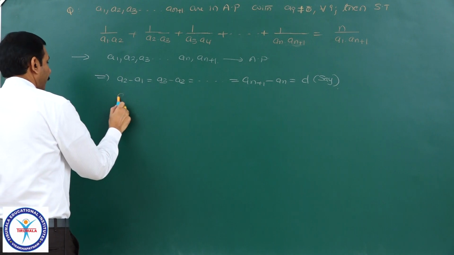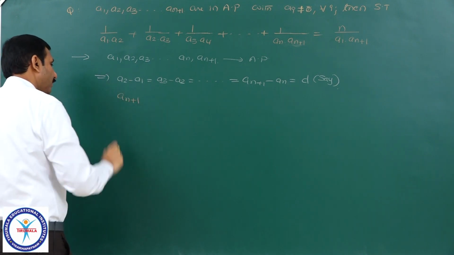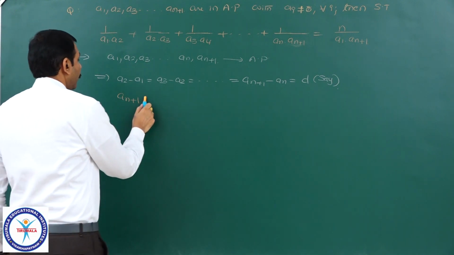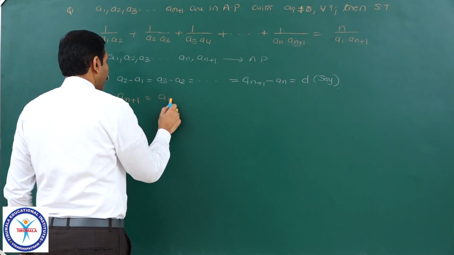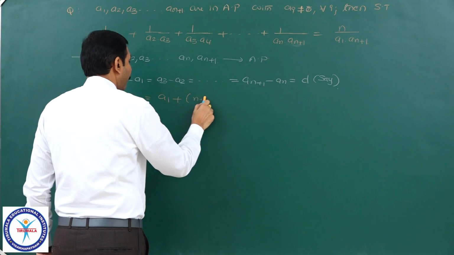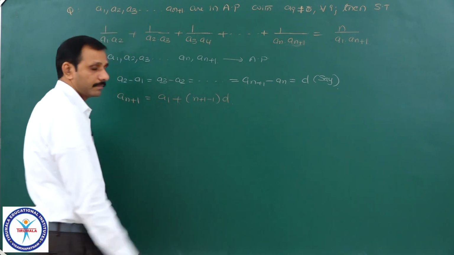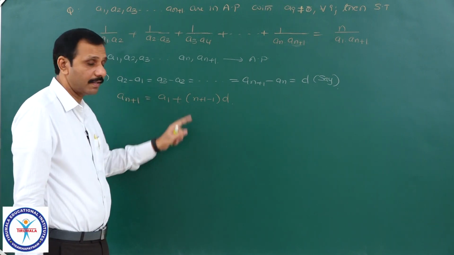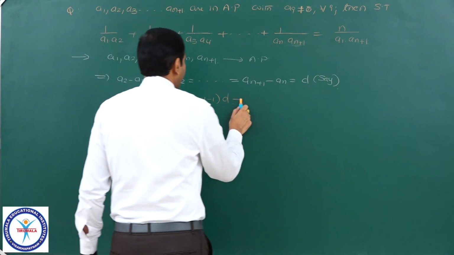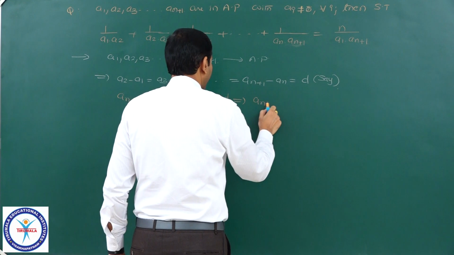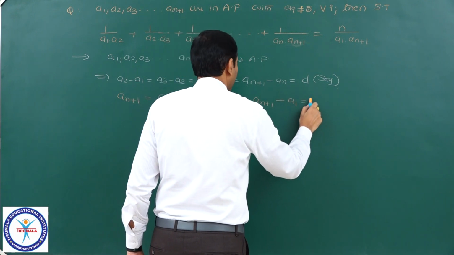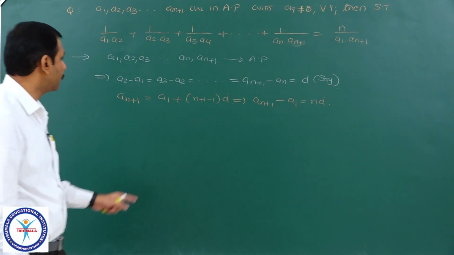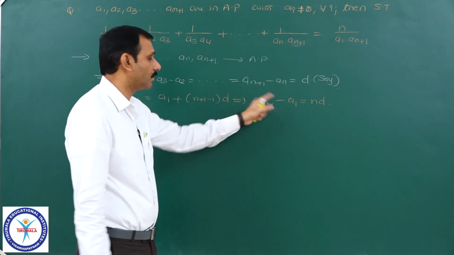Now, again like the previous problem, what is a(n plus 1)? a(n plus 1) is the (n plus 1)th term, it is not the nth term. It is equal to a1 plus (n plus 1 minus 1) into d. It is a plus (n minus 1) into d only, but of course n is n plus 1 here. From this I can write a(n plus 1) minus a1 is equal to n times d. Whenever required, I will use this value and also this value.